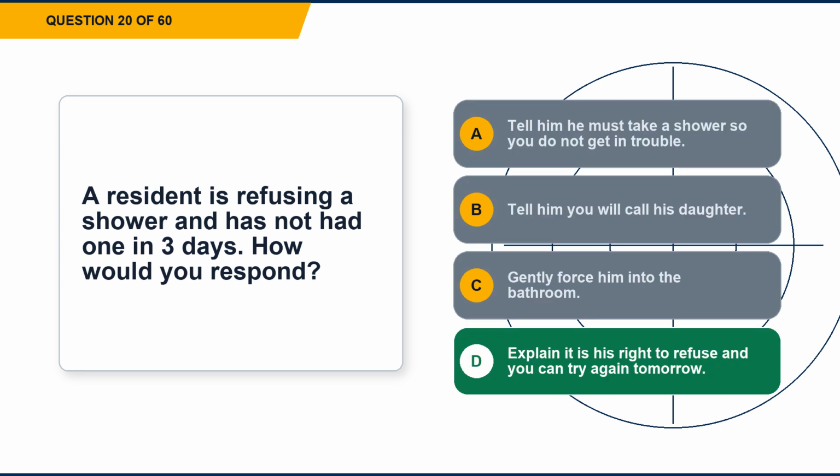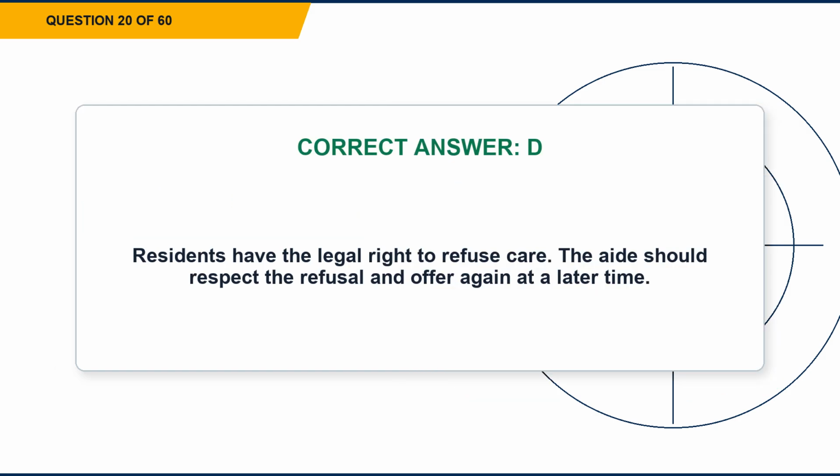The correct answer is option D, explain it is his right to refuse and you can try again tomorrow. Explanation. Residents have the legal right to refuse care. The aide should respect the refusal and offer again at a later time.